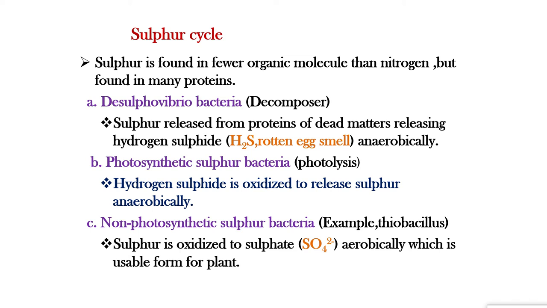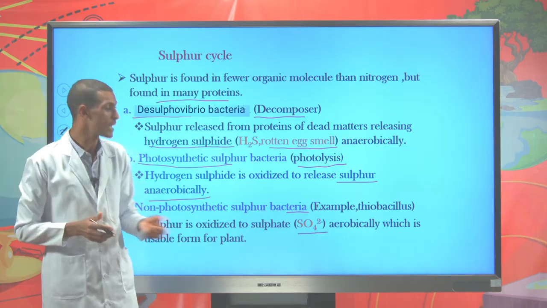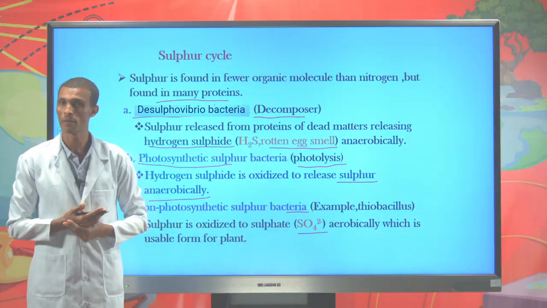where non-photosynthetic sulfur bacteria, including a genus of Bacillus, Thiobacillus bacteria, oxidize sulfur into sulfite, and then into sulfates, which is a usable form of sulfur for plants that can be added to the soil, from where plants absorb it, and from where animals can be fed to make up their own protein, delivered by non-photosynthetic sulfur bacteria.